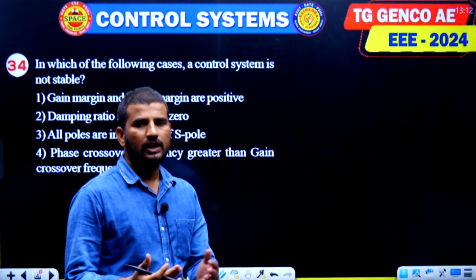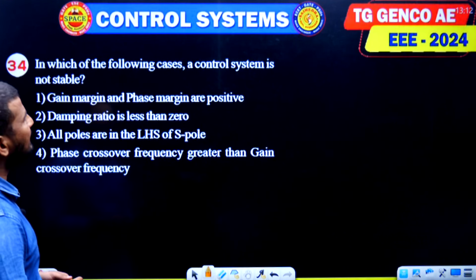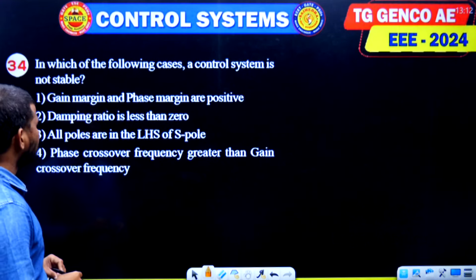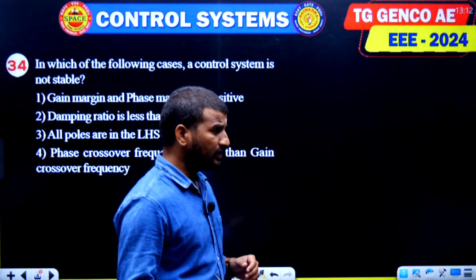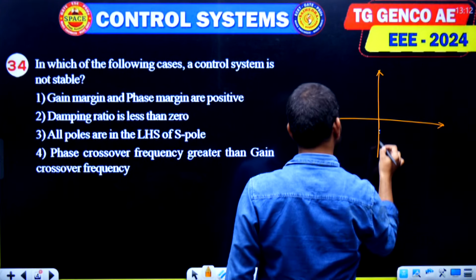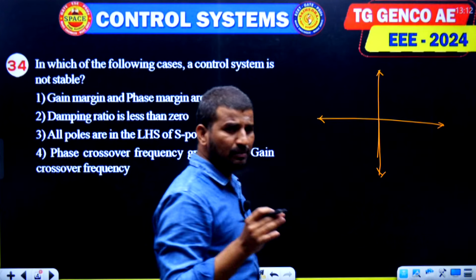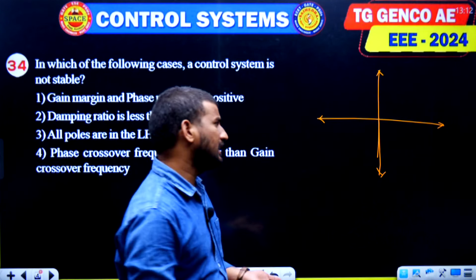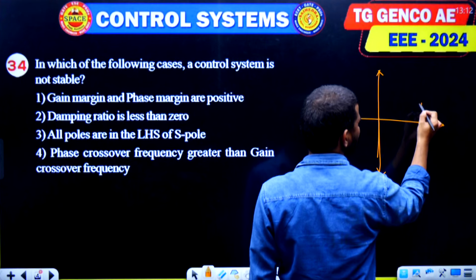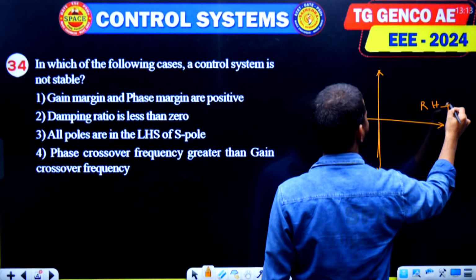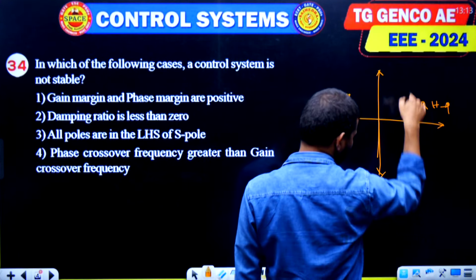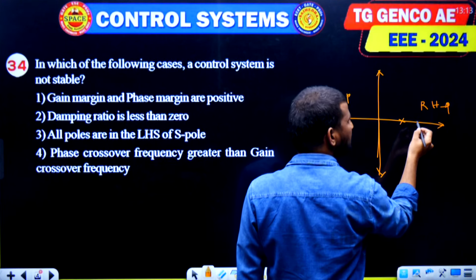Look at the next question: in which of the following cases is a control system not stable? Different options are given. When you discuss a control system and draw an S-plane for its transfer function, the first fundamental understanding of stability is this: if any pole, one or more than one, is lying on the right hand side plane, with this being the right hand side plane and this the left hand side plane, at any place, it is going to be unstable.